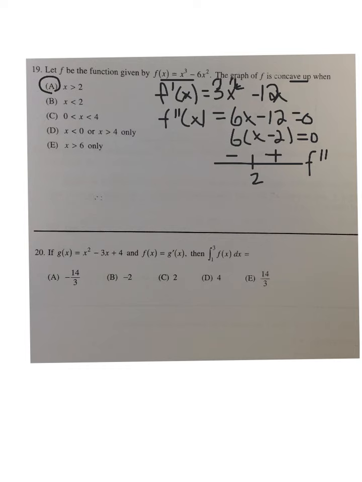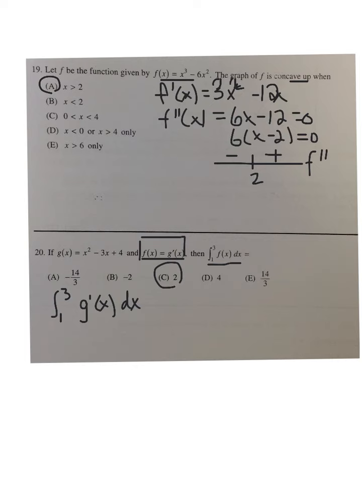All right, number 20. Number 20, the answer is C. Okay, so they give you g of x. They give you that f of x is equal to g prime, and then they want you to integrate f of x from 1 to 3. Well, isn't f of x the same as g prime? Okay, that's what they said right here.